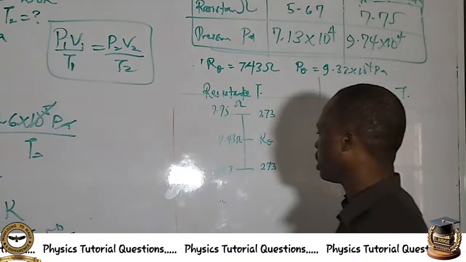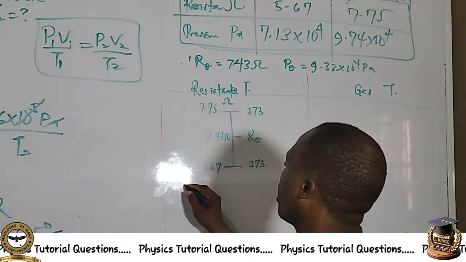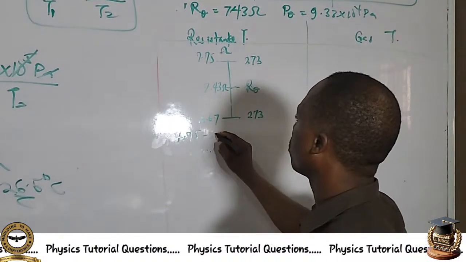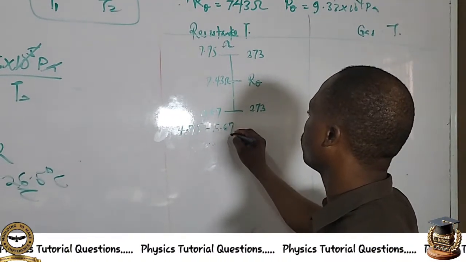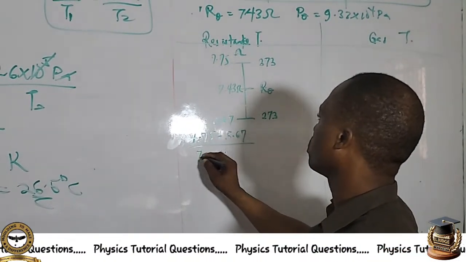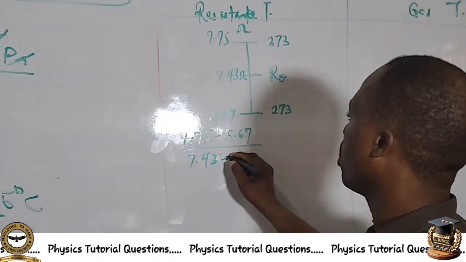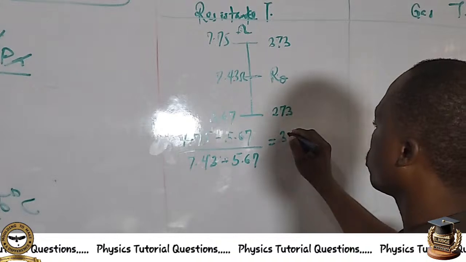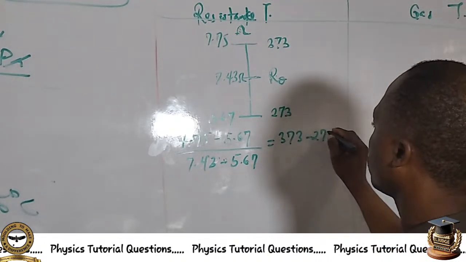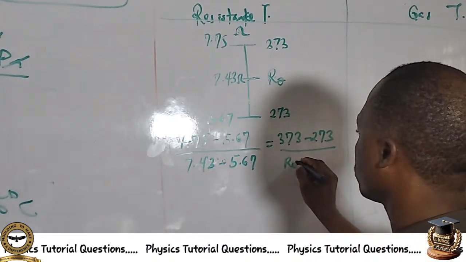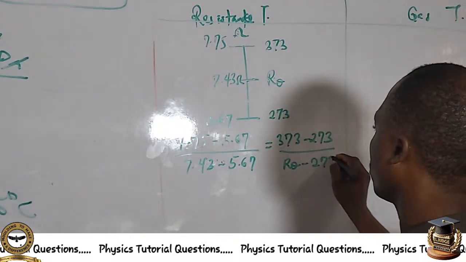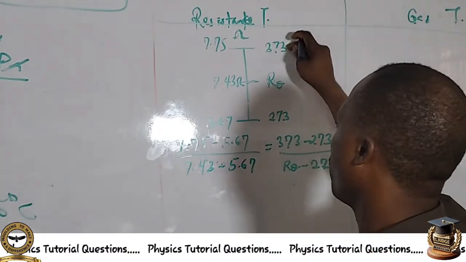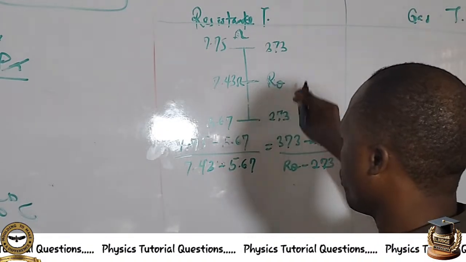So we're going to have something like this: 7.75 minus 5.67, divided by 7.43 minus 5.67, equals 373 minus 273, divided by R theta minus 273. Upper minus lower divided by middle minus lower.